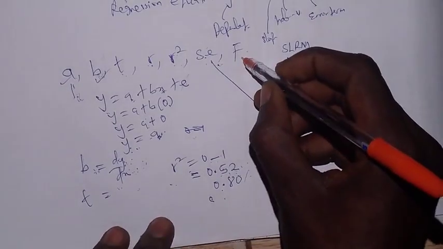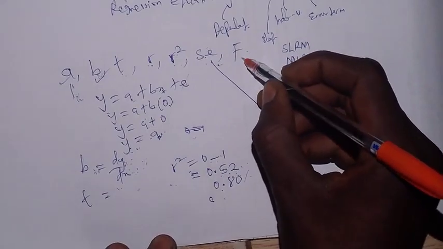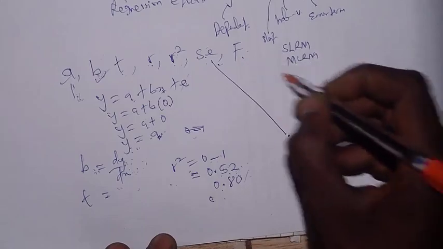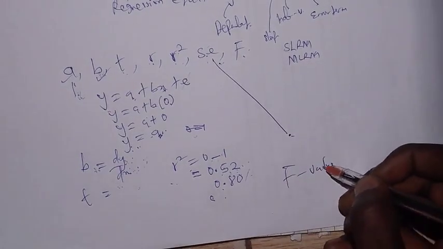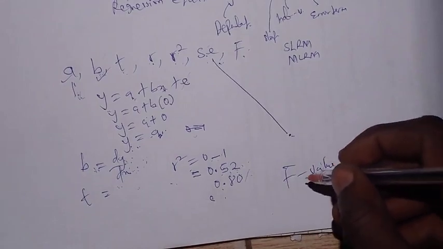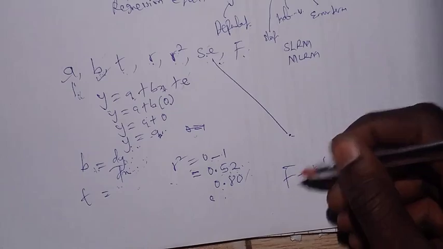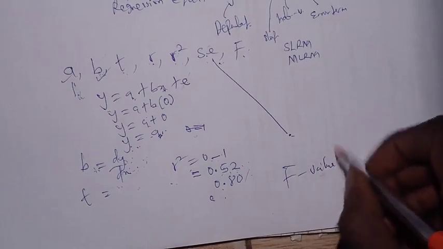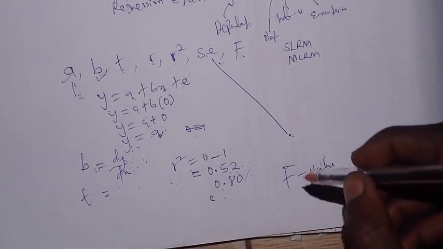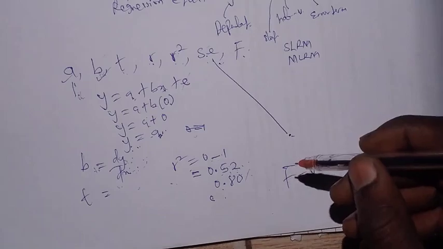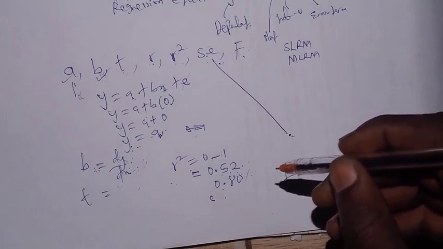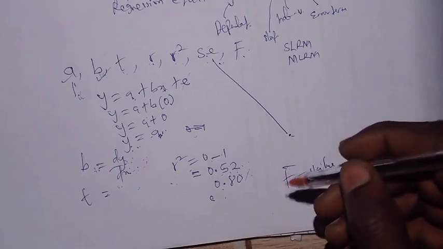Now the last statistic in regression is the F value. The F value measures the level of significance of the entire model. It measures whether the whole model is significant.